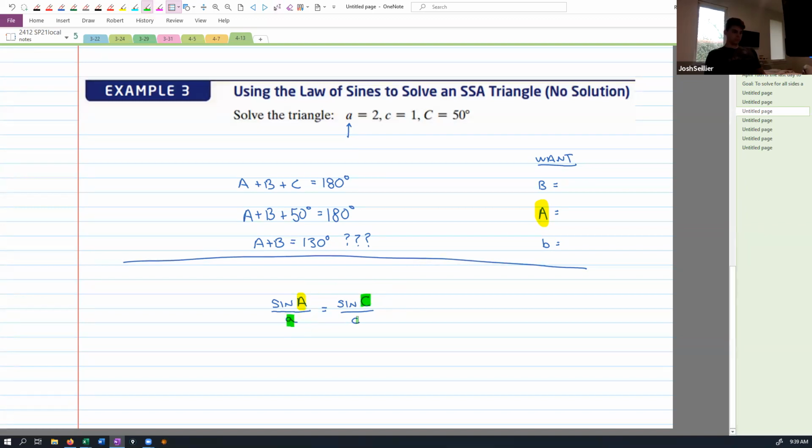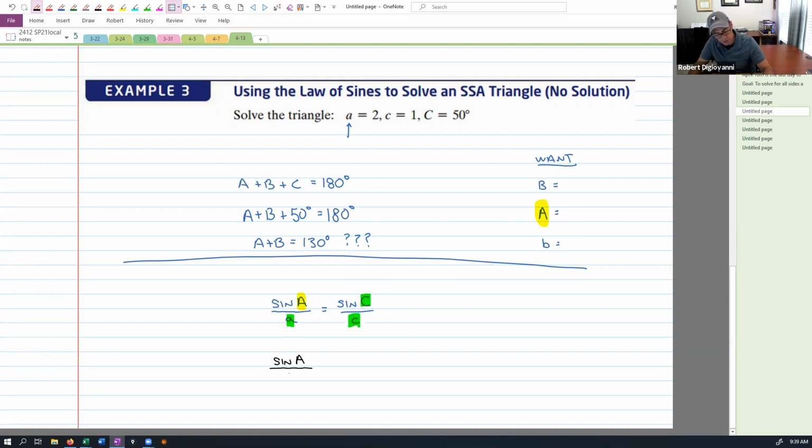I know this. I'm going to go get capital A. So let's just fill everything in. Sine of capital A, I don't know what that is, over little a, which was given to me to be 2, must be equal to sine of capital C, capital C we know, right? That's 50 degrees, over little c, which is 1.